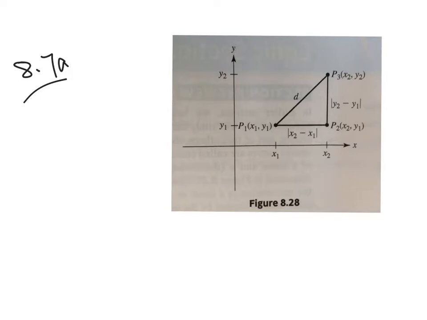So 8.7a, conic section, circles, and parabolas. And we're going to start out with the distance and midpoint formulas. And we're looking for distances. That's going to be labeled D.